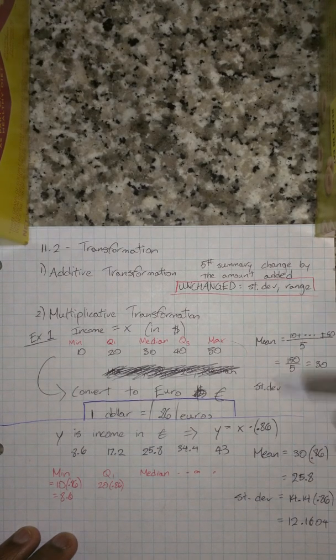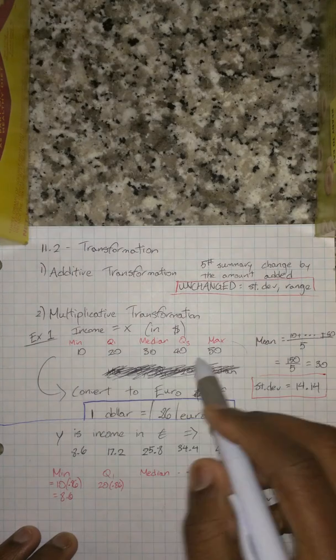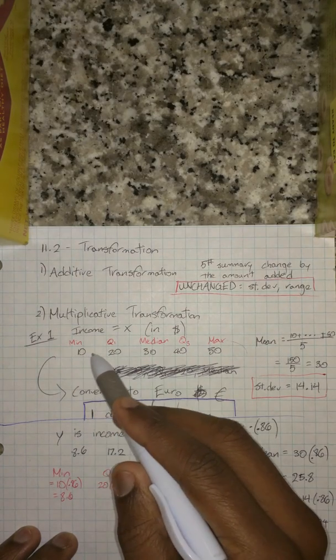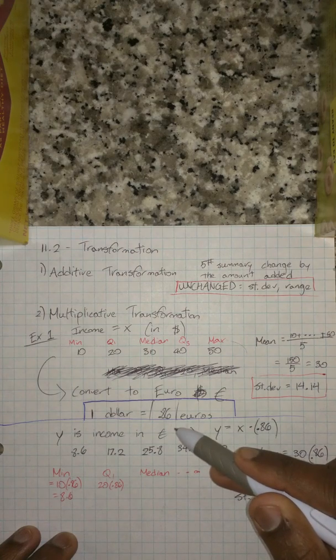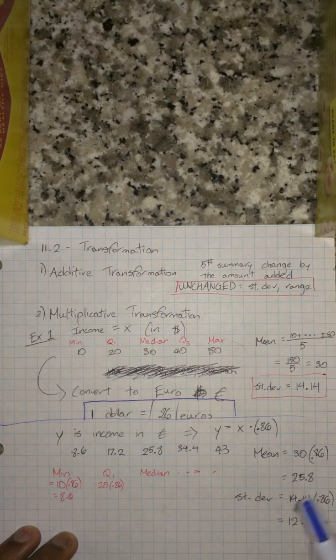Okay, and the same thing for range. My range here was 50 minus 10, which is 40. I'll multiply 40 by 0.86, okay, to get my final range. So again, for multiplication transformations, we multiply everything by that 0.86.